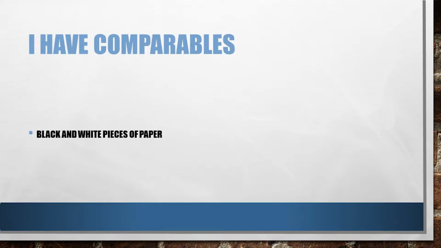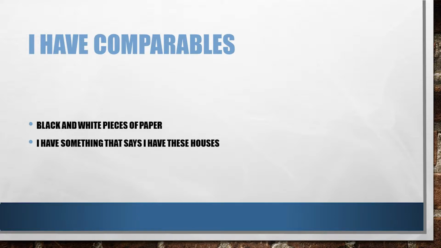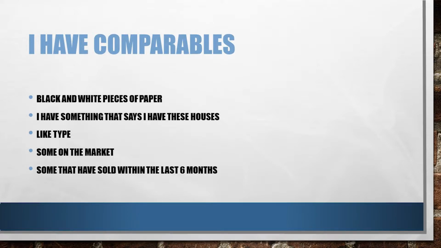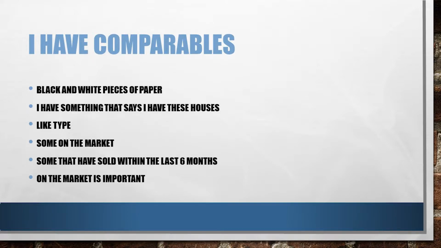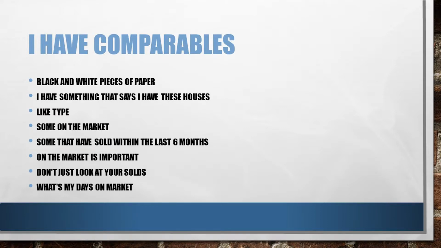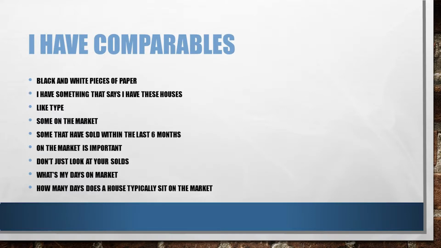So black and white, pieces of paper, ink on it. I have something that says, okay, I have these houses, like type. Here's some on the market, and here's some that have sold within the last 6 months. Now that on the market's important too, okay? So don't just look at your solds, although that's a pretty good indicator, but what's on the market's important too. One of the nice numbers I'd like to know as I'm looking at a market is my days on market. So how many days does a house typically sit on the market within that little area, that little pocket that I'm looking at?